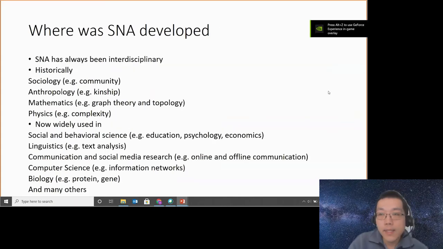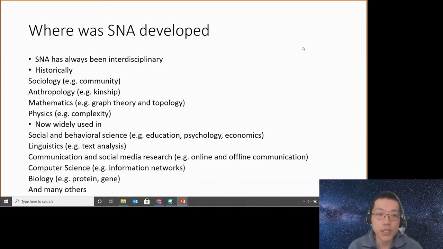And SNA has always been interdisciplinary. Historically, it has its roots in sociology, anthropology, math, and physics. And now the border between disciplines has been less and less clear. It's becoming more interdisciplinary and widely used in fields such as social and behavior science, linguistics, communication, computer science, biology, and many others.